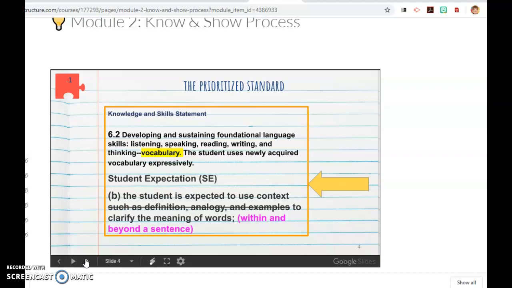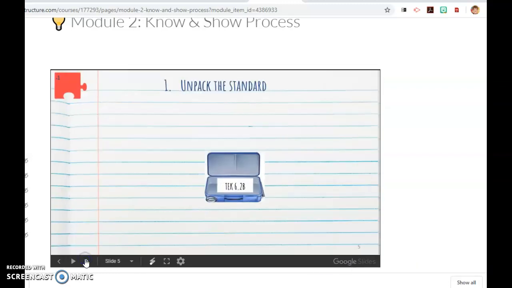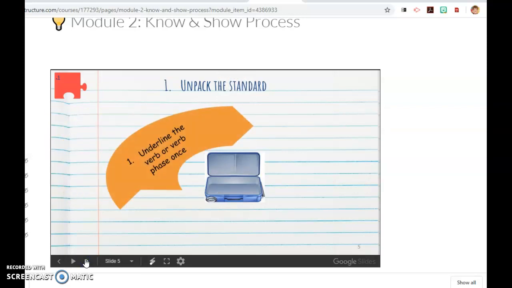The SE, or the student expectation, is that the student will use context to clarify the meaning of words within and beyond a sentence. So as we begin to unpack the standard, we have a simple 3-step procedure that was shared with us by Derek Sporlak from Region 11. This small step will be very helpful as you are considering information for your know and show charts.